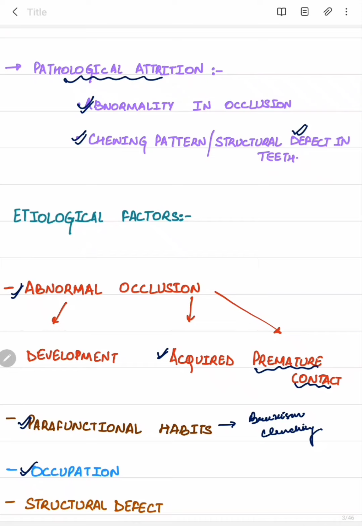And the last one is structural defects such as amelogenesis imperfecta and dentinogenesis imperfecta. So these are the etiological factors of pathological attrition. One more point: attrition is also seen in individuals who are habitual tobacco eaters.